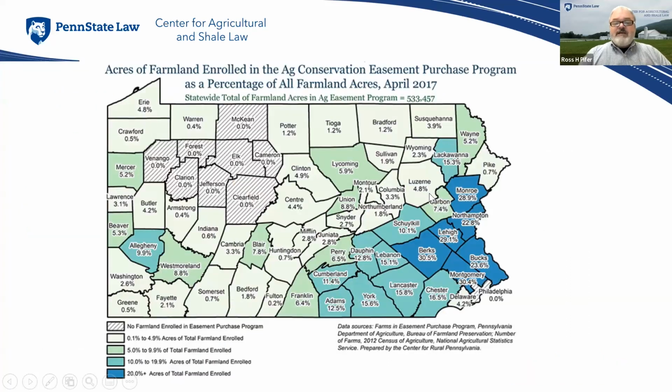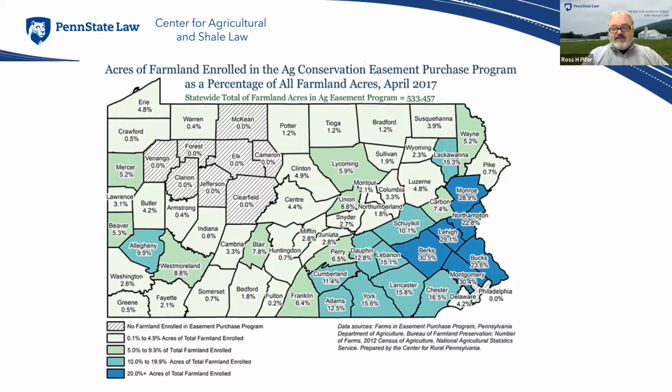Okay, this graphic, and this is a little bit dated. I couldn't find a more recent graphic that expressed this information in the same way, but this is from 2017, so 6 years ago. It shows you on a county basis in Pennsylvania the percentage of farmland that's enrolled in the ag easement program. And you'll see at the top, the statewide acreage is listed at 533,000, and that acreage is now over 600,000. So obviously the percentages across the state are going to be somewhat higher.